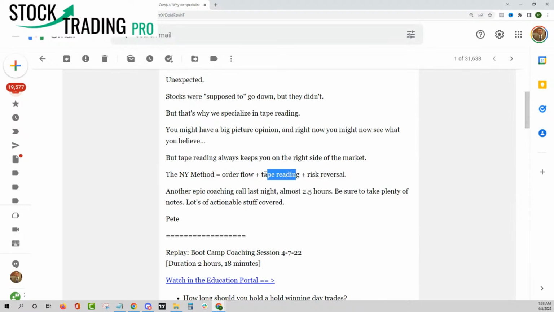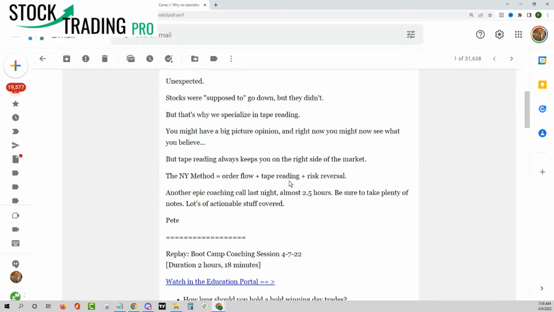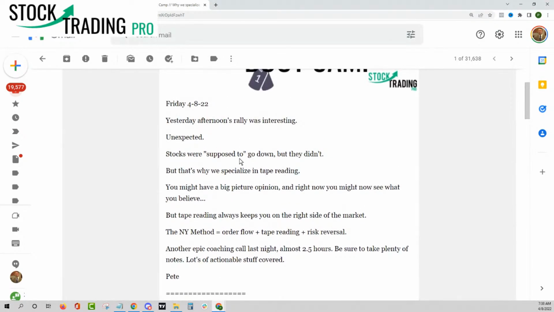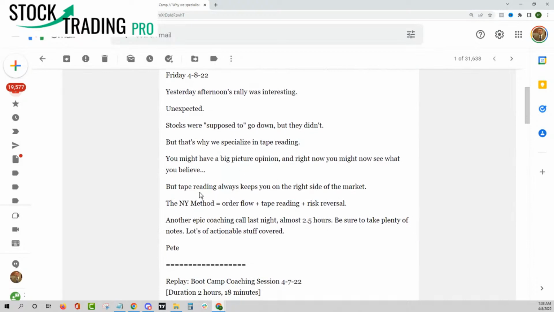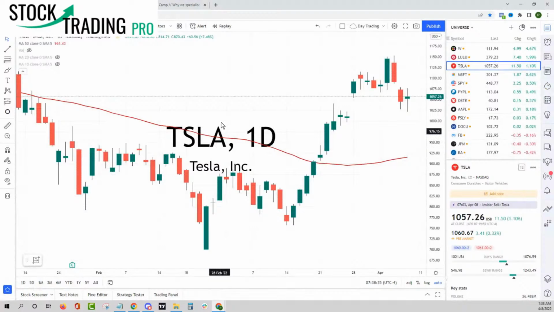Tape reading is something we're going to take a look at when we look at the stock market in just a couple of minutes, and whether or not you're on the right side of the market, because a lot of people are frustrated that the market should have gone down, didn't go down, especially after the gap. But I want to talk about order flow here in the context of Tesla.